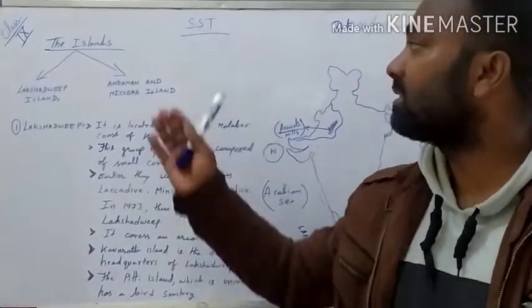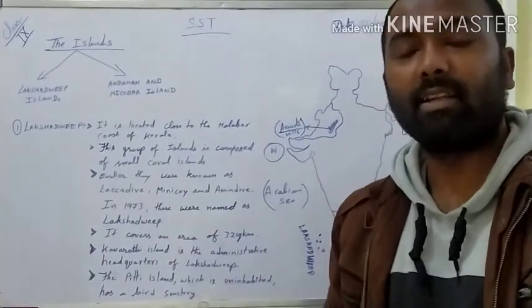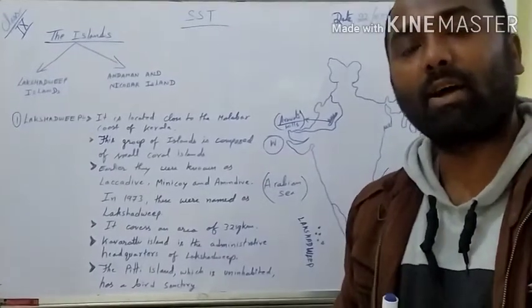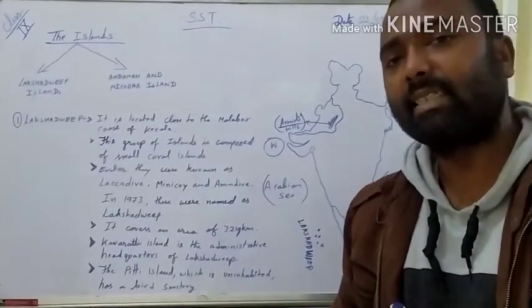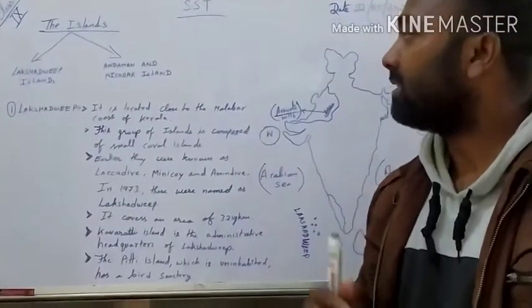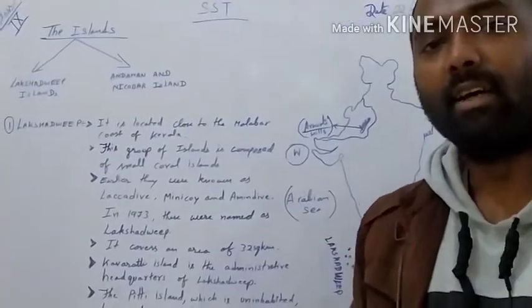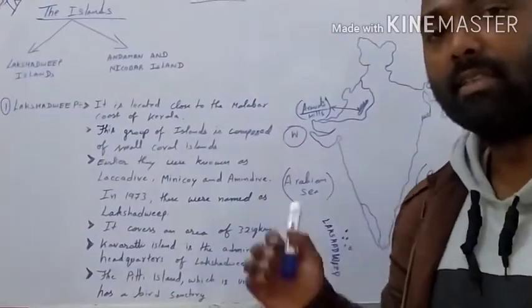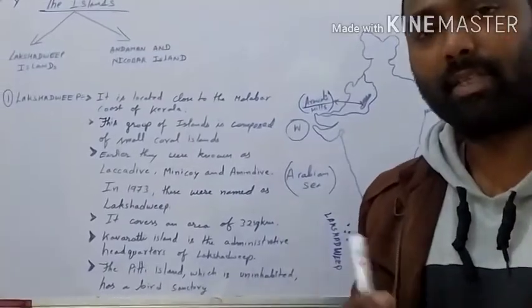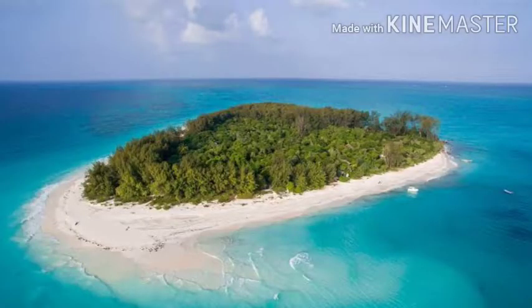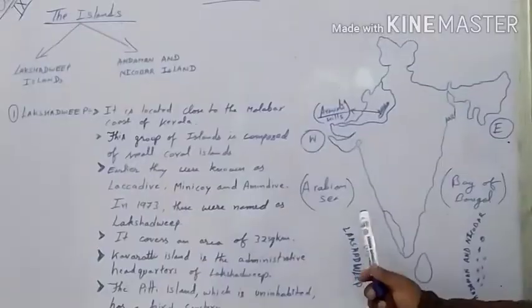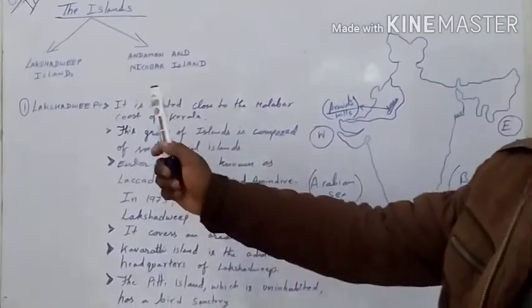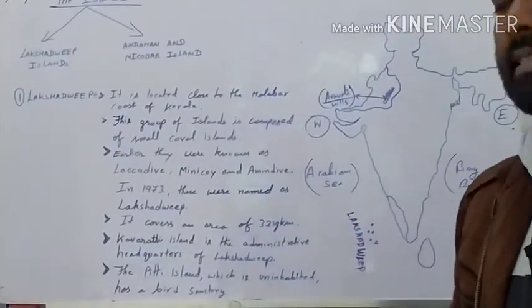Okay students, now let us understand about the islands of India. Islands are groups of land which are surrounded by water on all sides. That is why these are unique in comparison to the rest of the land, that is, the mainland. In comparison to the mainland, the islands are different because they are surrounded by water on all sides. Now let us understand first about the Lakshadweep Islands, then we will understand the Andaman and Nicobar Islands. There are some points through which we will understand it in a better way.